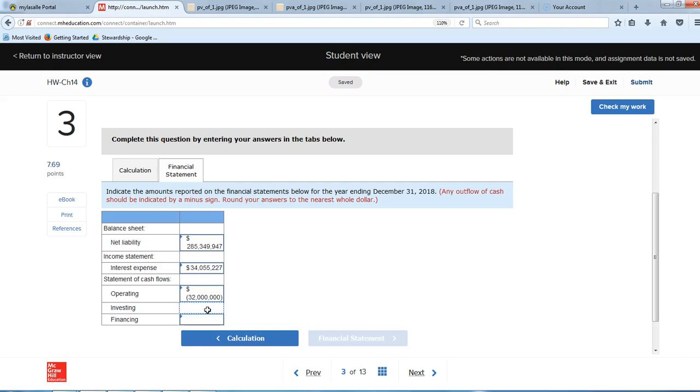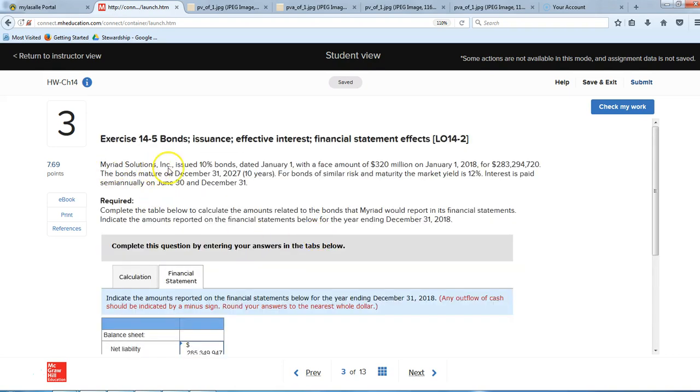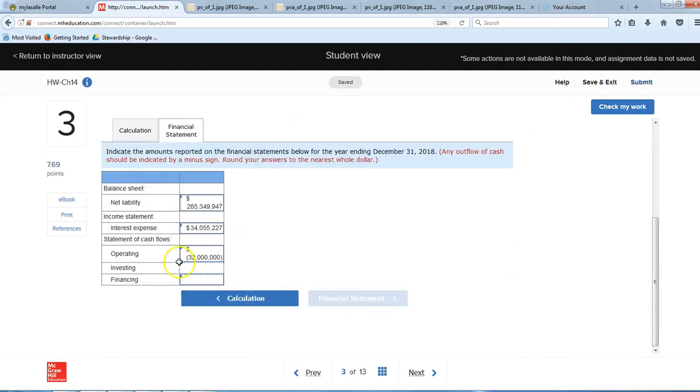Investing cash flows relate to long-term cash we spent purchasing long-term assets and investment securities. But in this example, Marriott Solutions issued bonds, so they are the people who borrowed money. They are not the people who lend out money. So here, they didn't have investing cash flow. Since they borrow money, this is a financing activity.